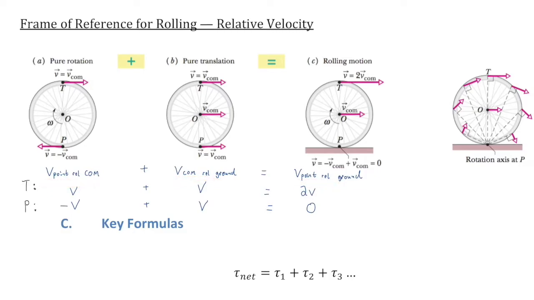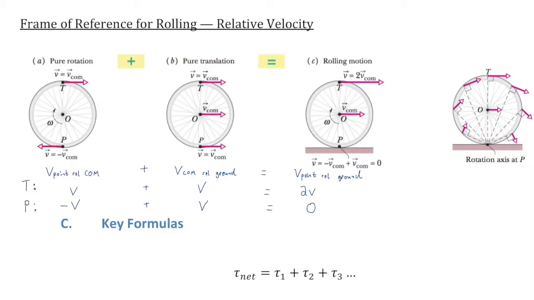All right, well, look at T first. The velocity of T relative to the center of mass is v, right? We can clearly see that, okay? Meanwhile, the velocity of the center of mass relative to the ground is v. We can clearly see that from our pure translation figure here, figure b, all right? And notice that's going to be the same for both of them. And that means that the velocity of point T relative to the ground is just 2v. Okay, that totally makes sense. It is moving twice as fast as the center of mass relative to the ground.